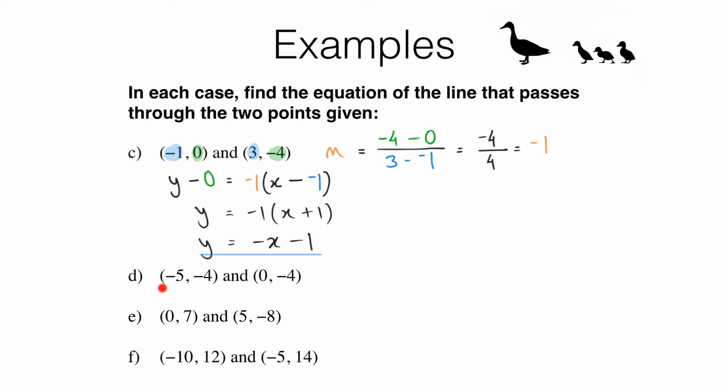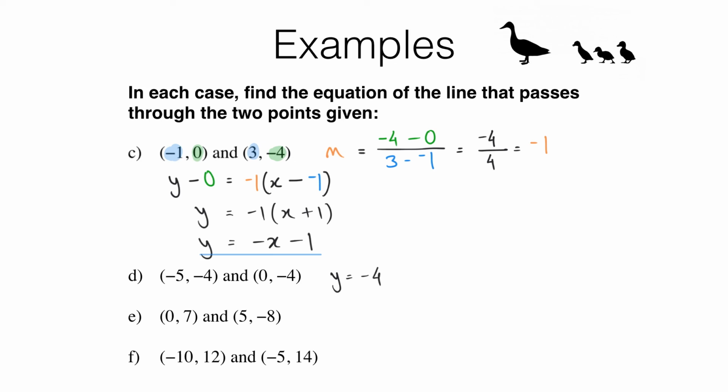Let's move on to example D. Pause the video and see if you can just work out the gradient to start with. Hopefully you found that the gradient of the line through these points is 0. We've got a change in y that is 0. The difference between -4 and -4 is 0. That means, regardless of the change in x, we're going to end up with a gradient of 0. So we know we're looking for a horizontal line because that's what a gradient of 0 means. And we also know that the y coordinates of the points on that line are -4. So this is in fact just a line y equals -4.